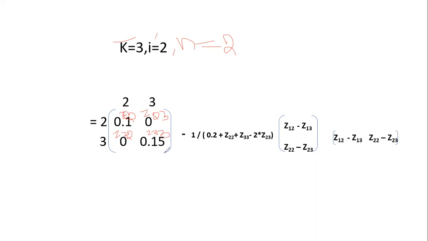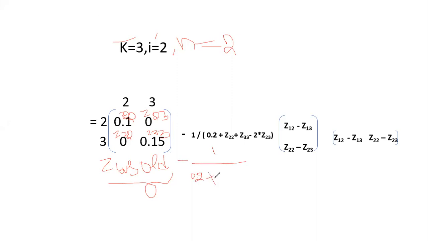Then substitute. This is the Z-bus old matrix that will be obtained after completing the step 3 modification. Z-bus old minus 1 by ZS, where ZS means the ZBR, the element that will be added between the two old buses, that is 0.2.